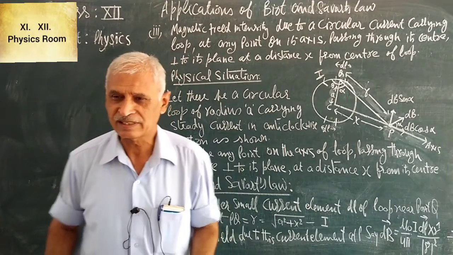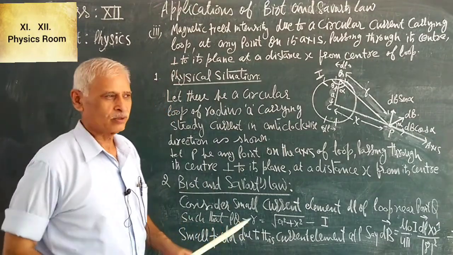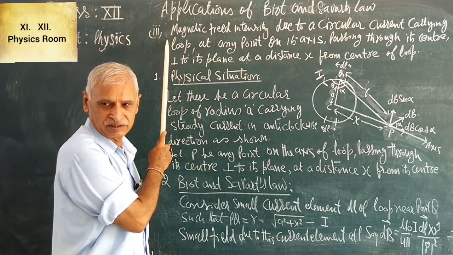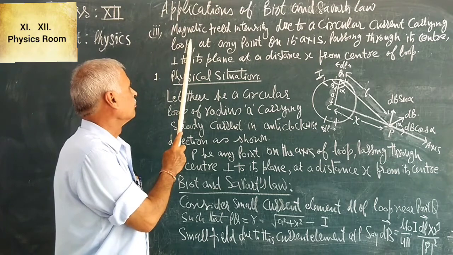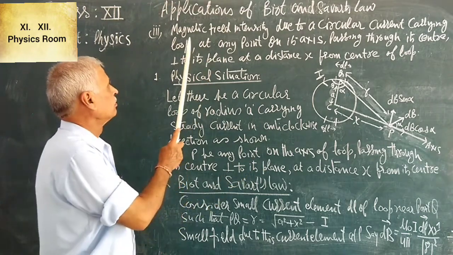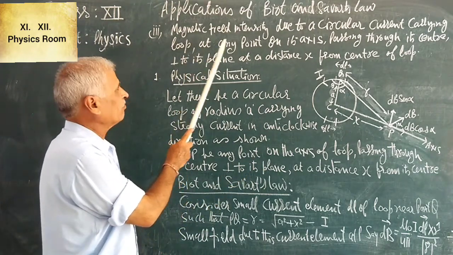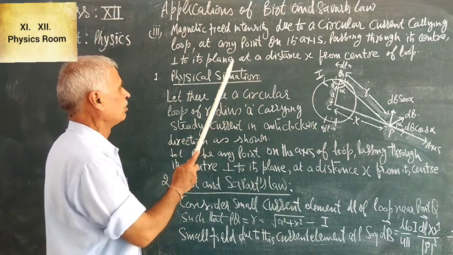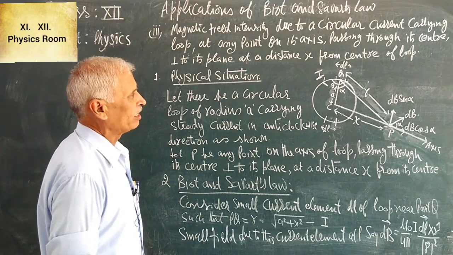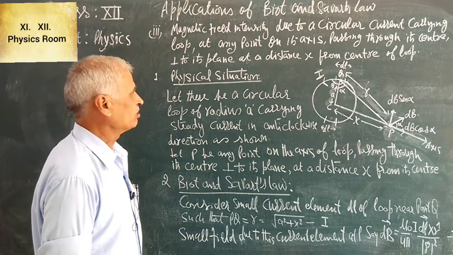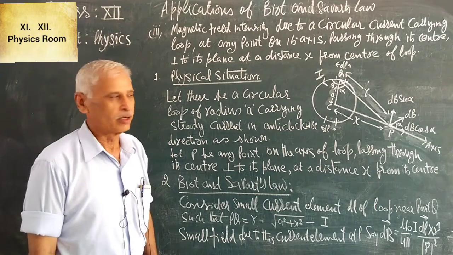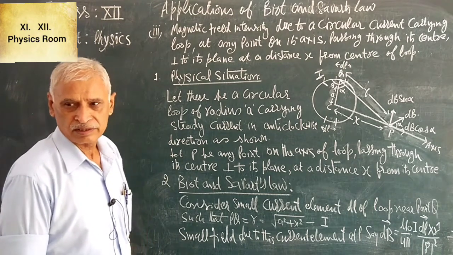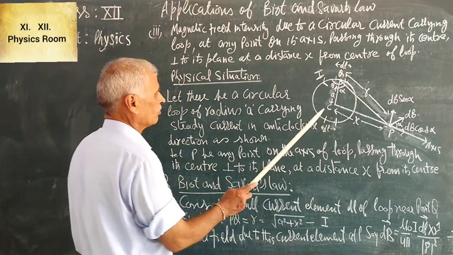Good morning, dear students. Today we are to take up the third application of Biot and Savart's law. What is the third application? We are to find out the magnetic field intensity due to a circular current carrying loop at any point on its axis passing through its center and perpendicular to its plane, at a distance x from the center of the loop.